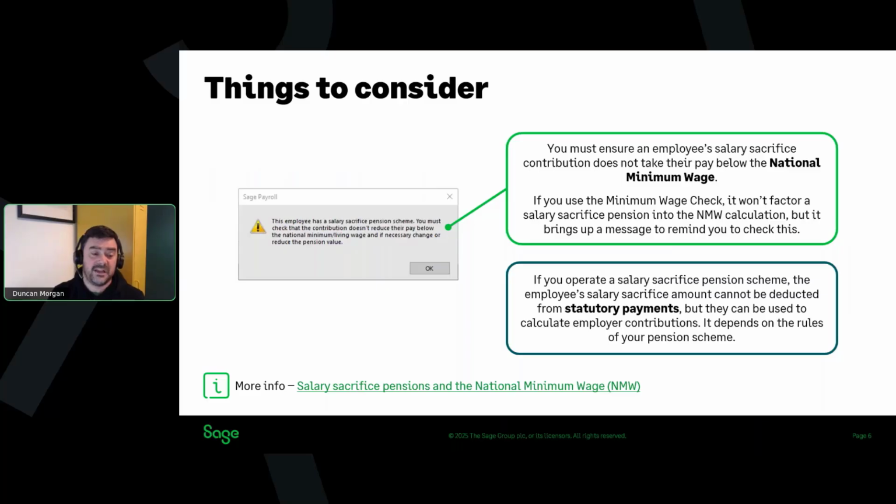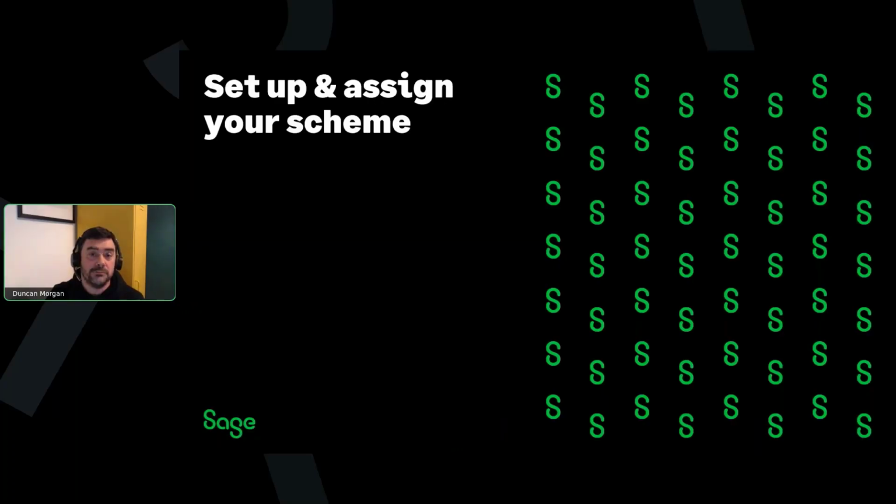So that's just a little bit about how salary sacrifice pensions work. But what we're going to focus on for most of this webinar is how to implement this in Sage 50 Payroll. So what we're going to cover first is setting up and assigning a salary sacrifice scheme.